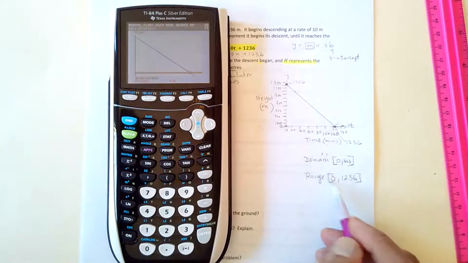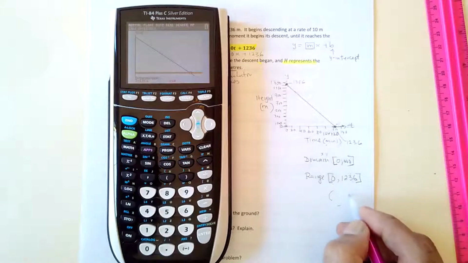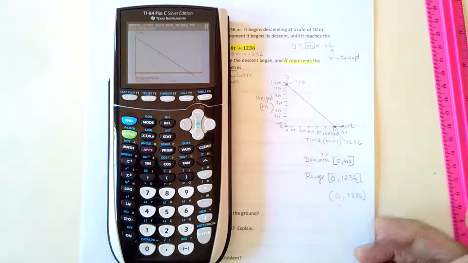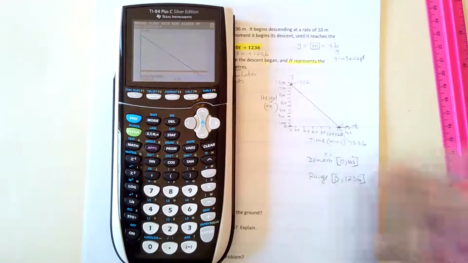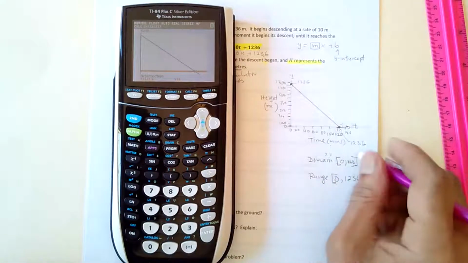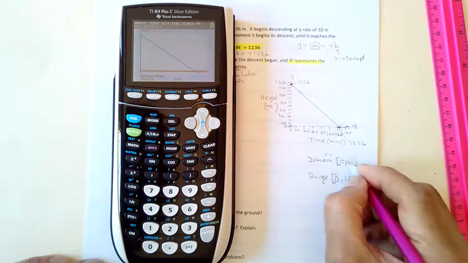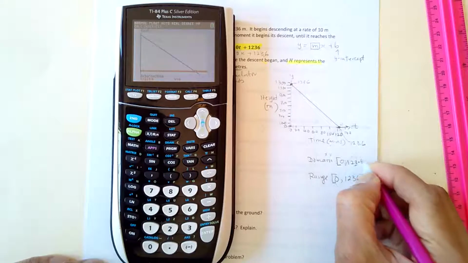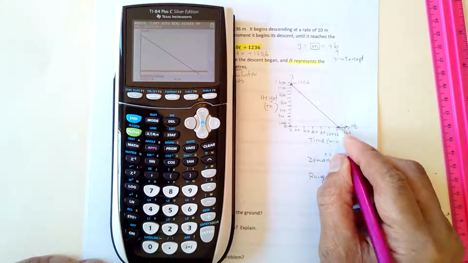And you use your square bracket. Now, if it didn't touch 0, we use a curved bracket. If it didn't touch 123.6, it would be 0 to 123.6 with a smooth bracket. But we didn't do that. And we'll stop here. Now you could continue this. In this case here, the domain would be 123.6. Okay, that's where the balloon hits the ground.